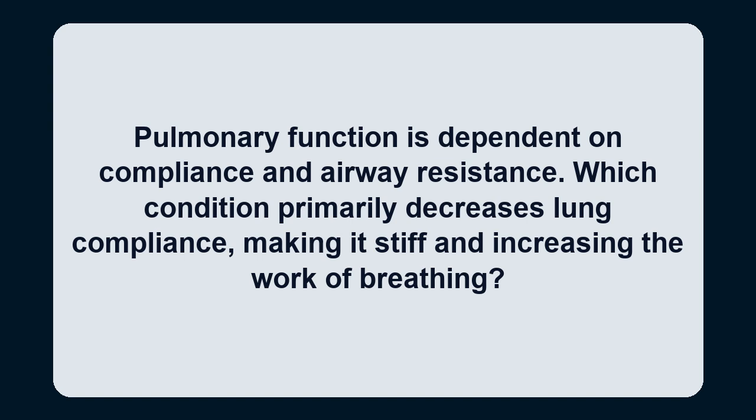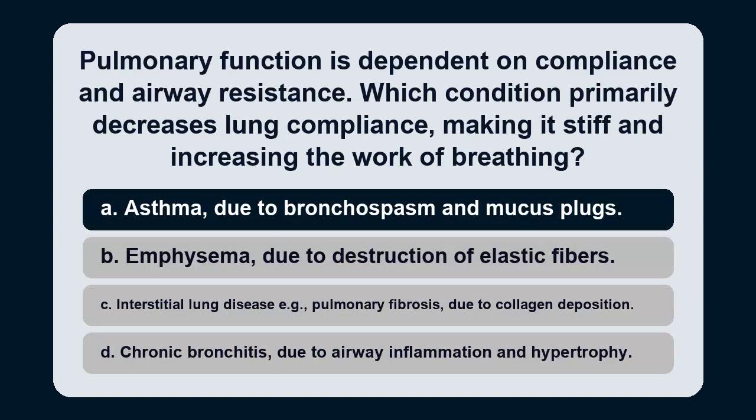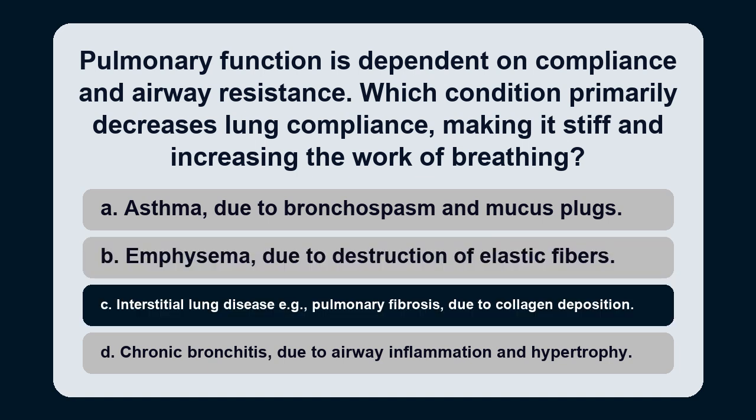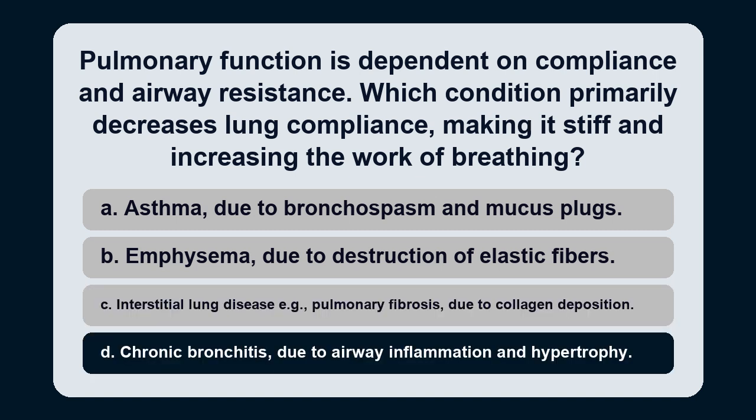Question 2. Pulmonary function is dependent on compliance and airway resistance. Which condition primarily decreases lung compliance, making it stiff and increasing the work of breathing? Option A, asthma, due to bronchospasm and mucus plugs. Option B, emphysema, due to destruction of elastic fibers. Option C, interstitial lung disease, e.g., pulmonary fibrosis, due to collagen deposition. Option D, chronic bronchitis, due to airway inflammation and hypertrophy.